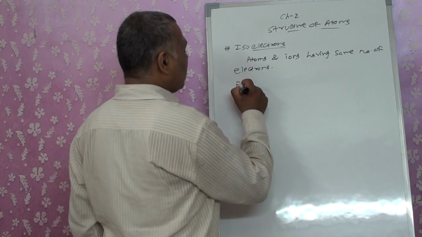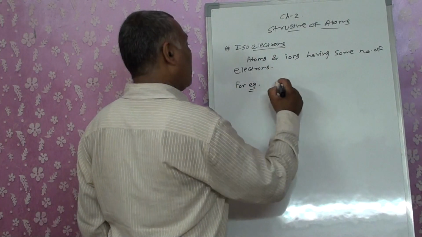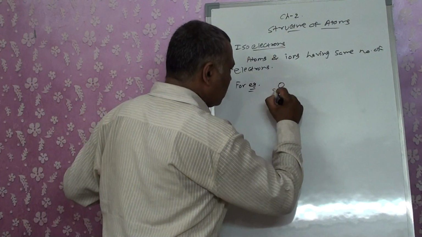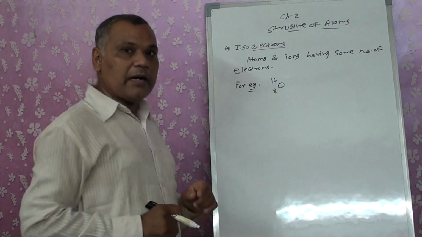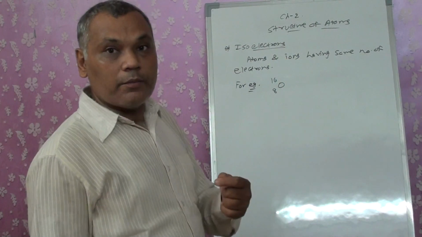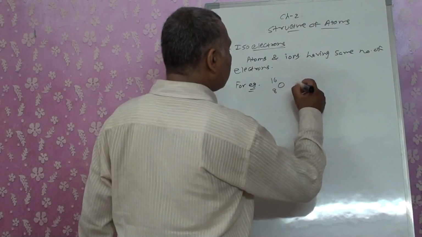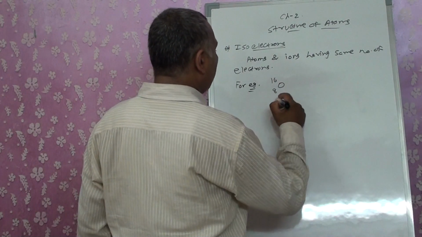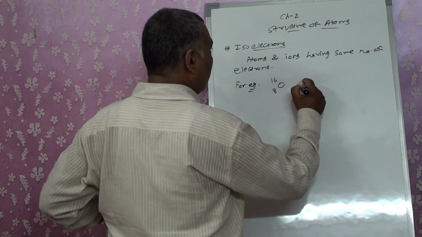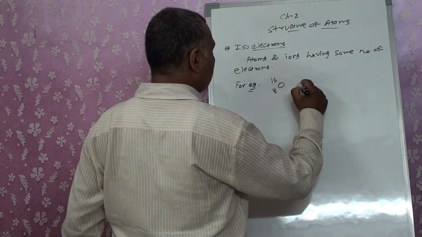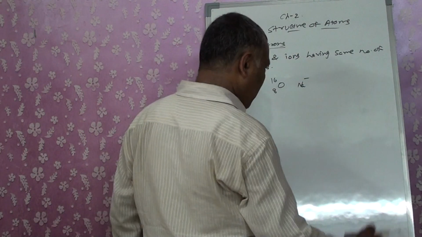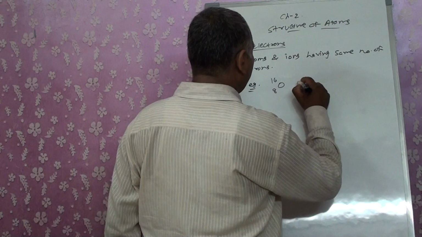For that case, let us take an example of the same number of electrons: oxygen 8, 16. I can't have any other atom which can have 8 electrons. I can't have an atom, but I can have an ion. I can have it in the form of oxygen with 8 electrons. We can have another one having 8 electrons, like N minus.